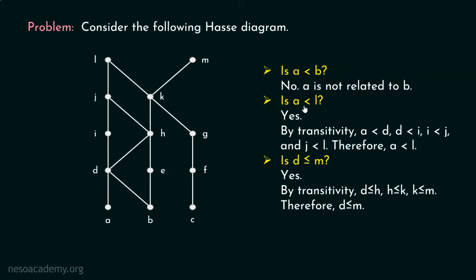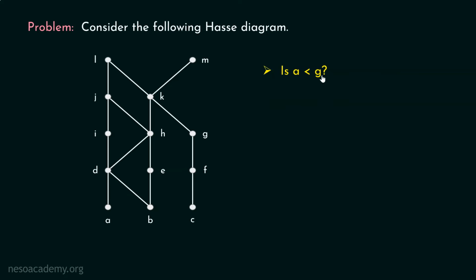Let me ask another question. Is A less than G? Is it true that A is related to G? No, right? There is no path from A to G which is going upwards, obviously. Here you can see you can go like this in the upwards direction, but now at this point you have to come down and visit this particular vertex. This is not possible, right? There is no path following upwards from A to G. Therefore, A is not related to G, right?